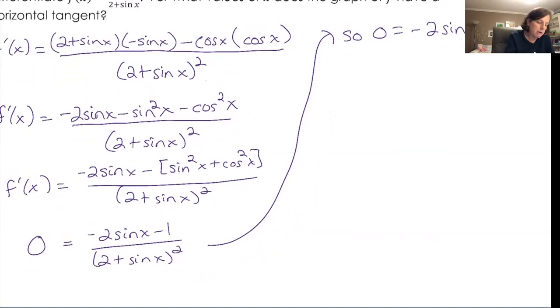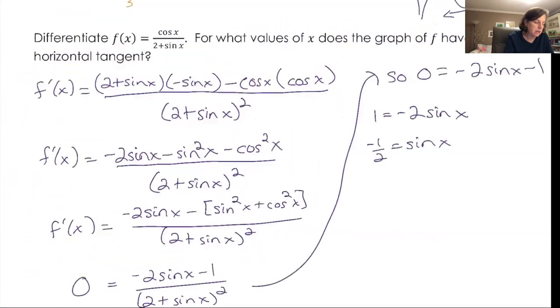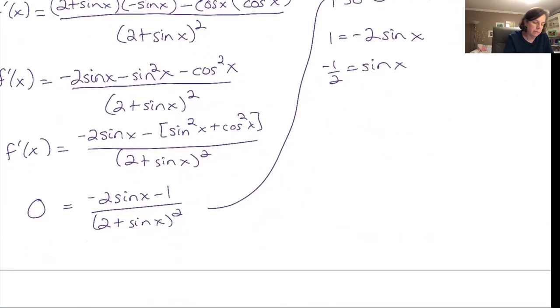Okay, so if I bring the 1 over, 1 equals -2 sine x. Divide by the -2, I have sine x equals -1/2. All right, if we think about the trig circle, sine is -1/2 here and here, where basically the y value is -1/2. That's at 7/6 pi and at 11/6 pi.